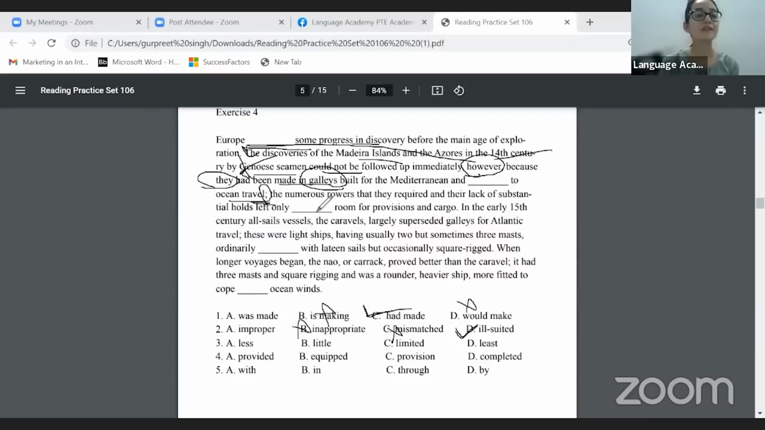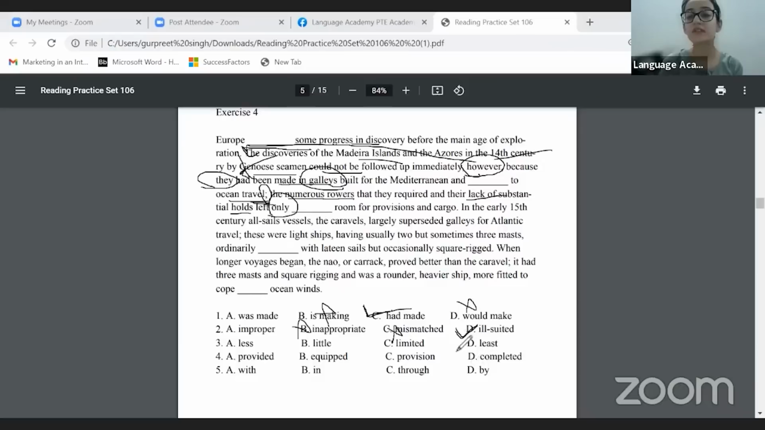The numerous, and why are we saying that they are not suitable? Because they needed many rovers and their lack of substantial holds. Lack always shows a negative thing. Lack of something means it's not up to the required level. Their lack of substantial holds left only dash room for provisions and cargo. So we need a negative word. Can we say left only less room for provisions and cargo? If only is not there, then two options are possible. Left less room for is fine. It left little room is also fine. But the way they have used the word only, we have to select accordingly.